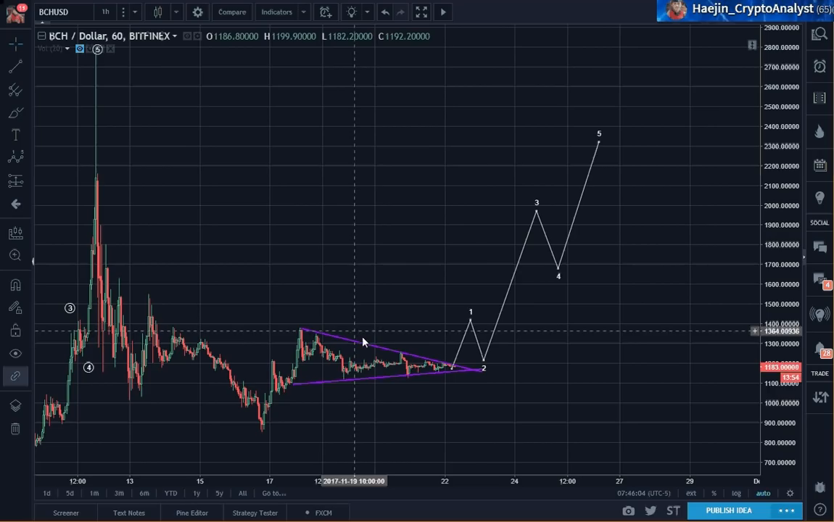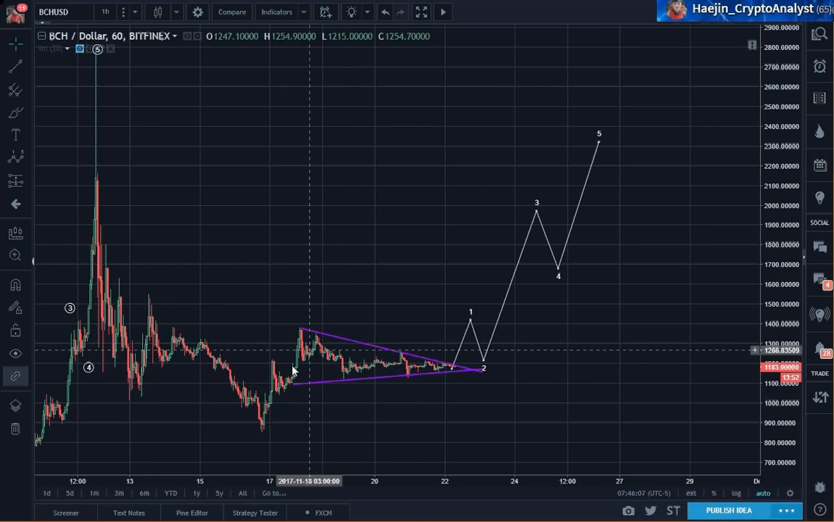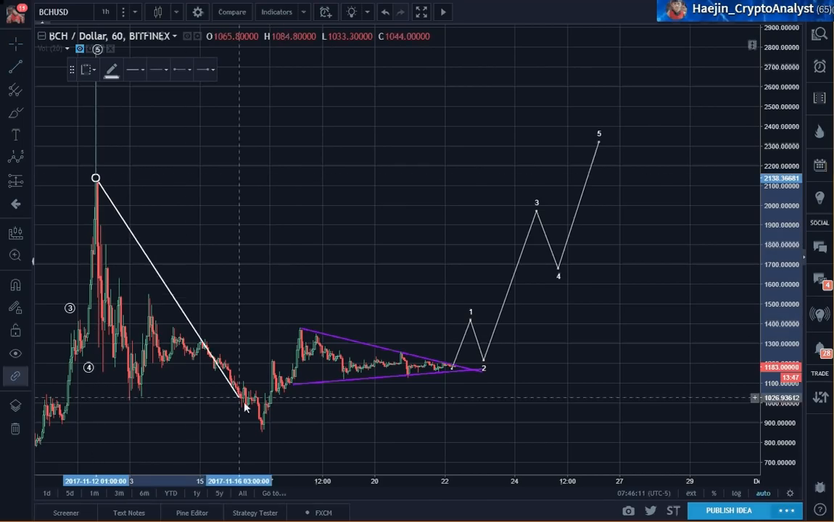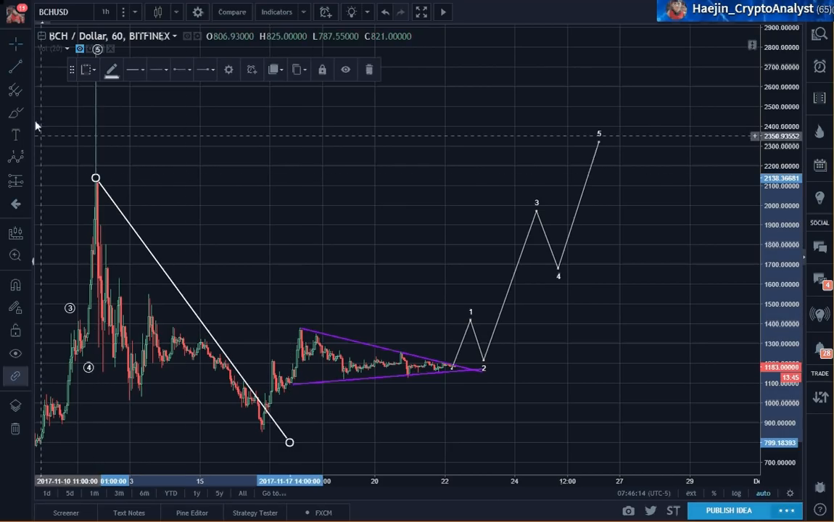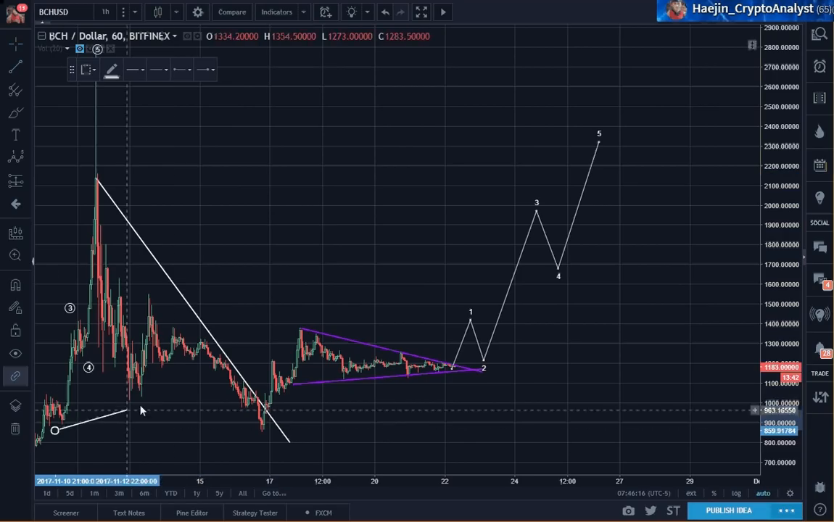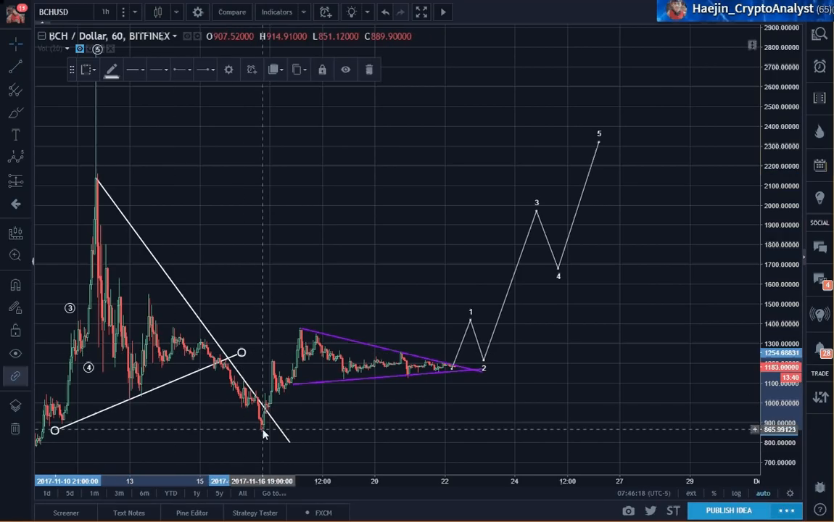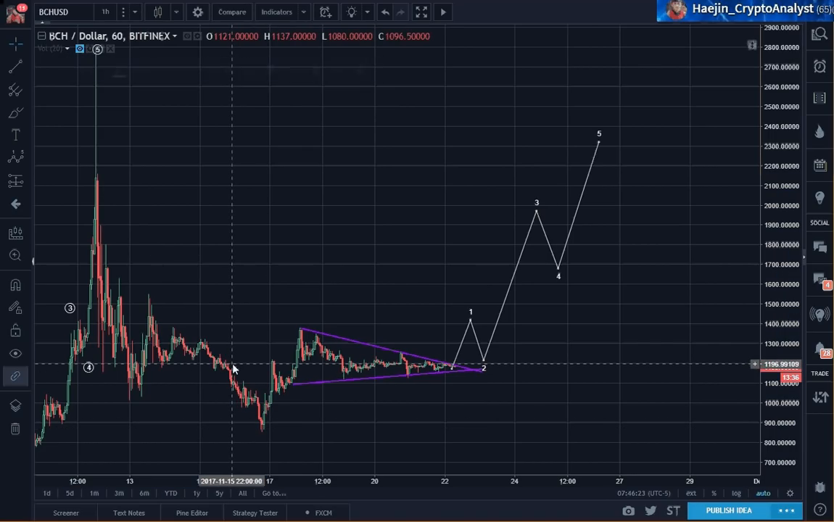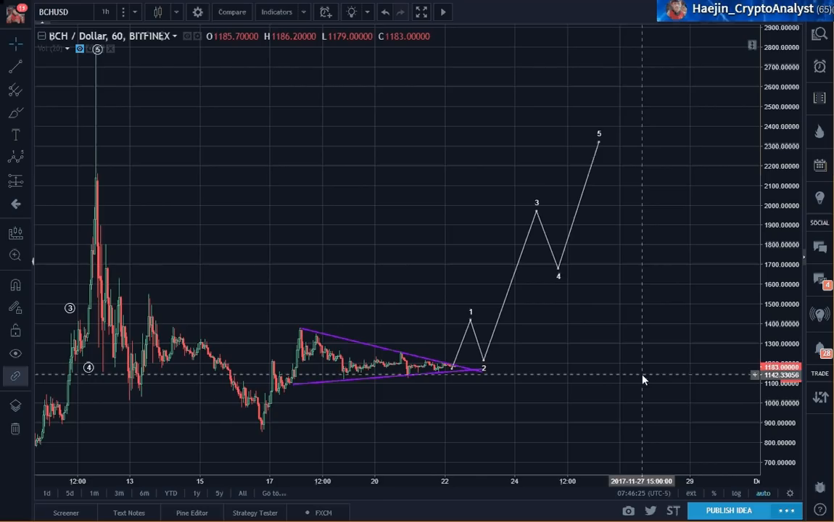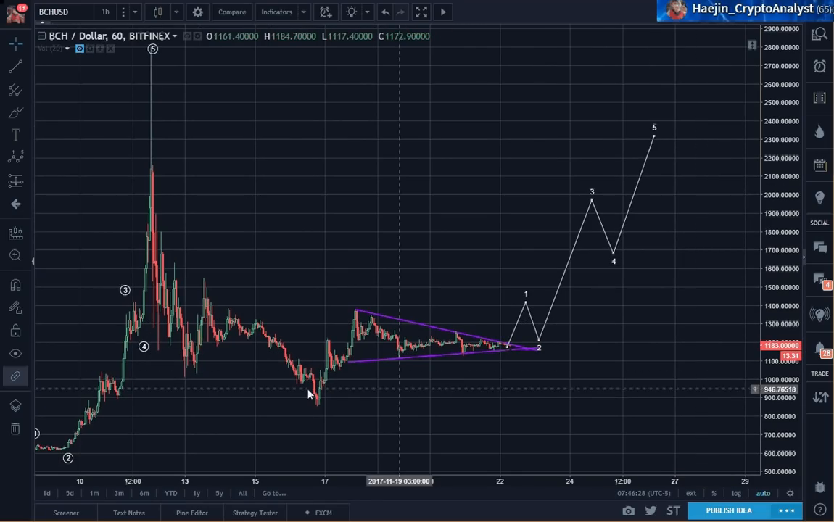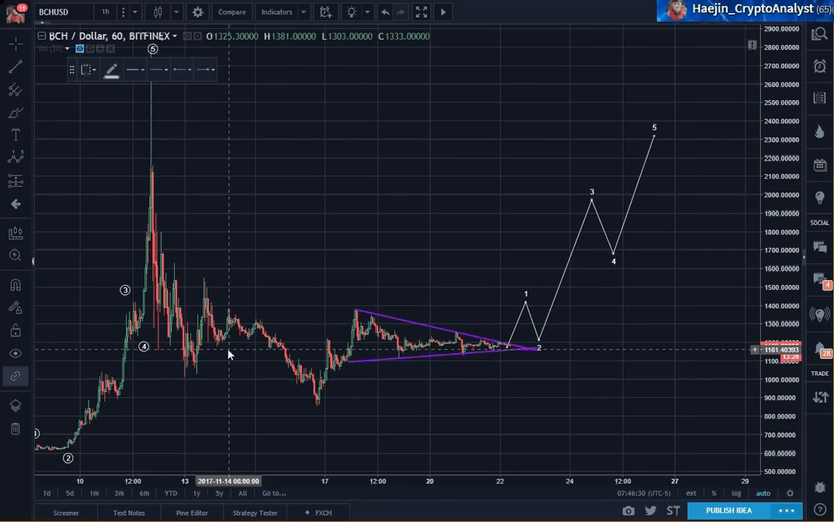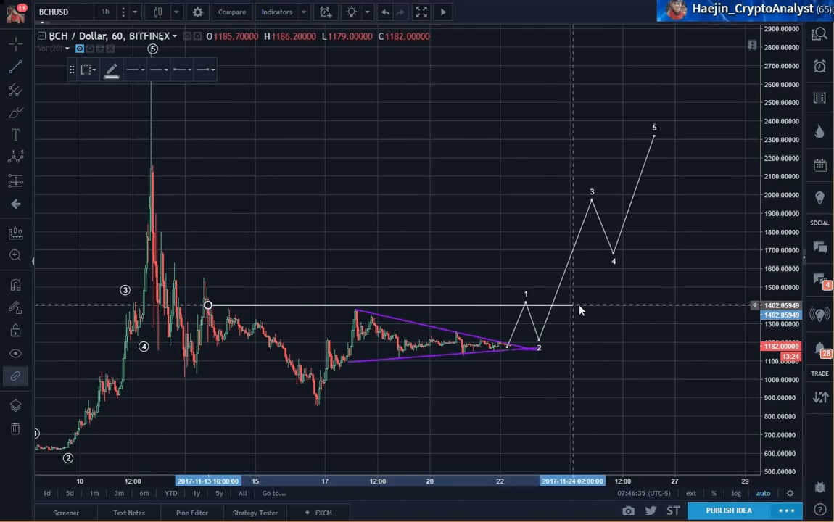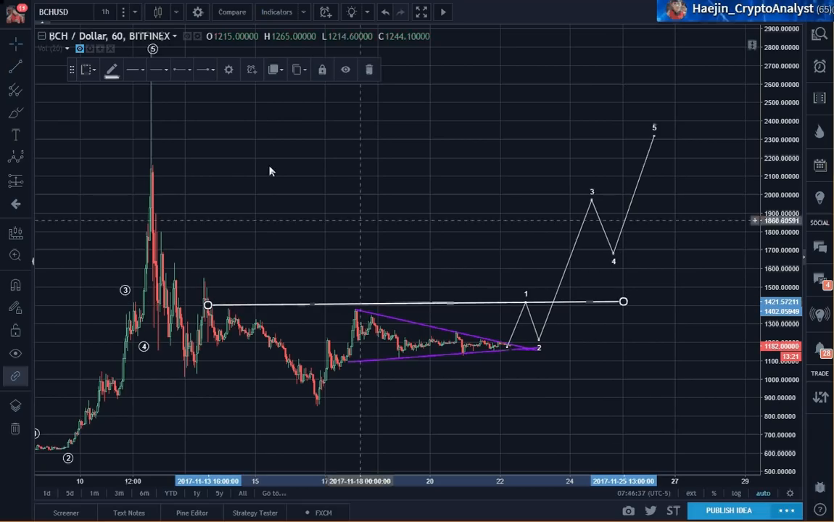So what I do is I draw. A lot of analysts like to draw angled resistance and angled support lines. Nothing wrong with it. It's very helpful. But I think they forget quite often about one thing, and that's the horizontal support and resistance lines.